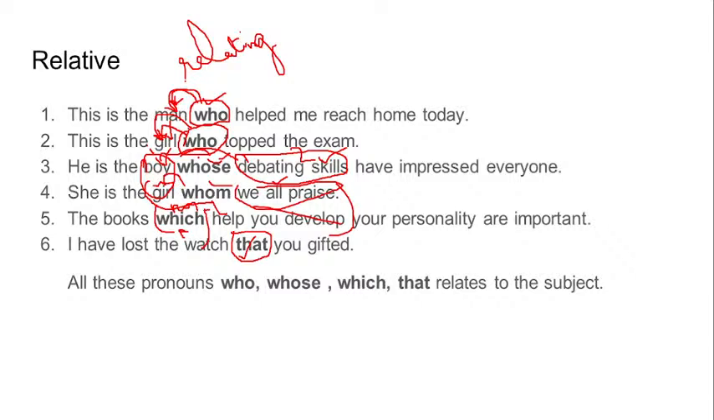The books which help you develop your personality are important. So which will be used for any non-living item like books, and that is also used in place of which if it is okay in the sentence. I've lost the watch that you gifted. So that means what? A sense of past, right? That is not anymore in front of the person because the person has already lost the watch. So it is okay. All of these relate to the noun just before the pronouns.